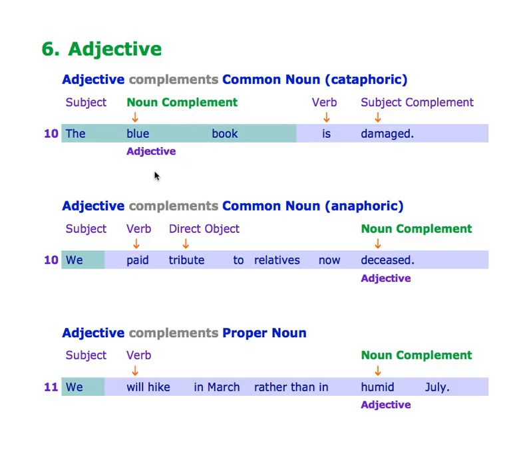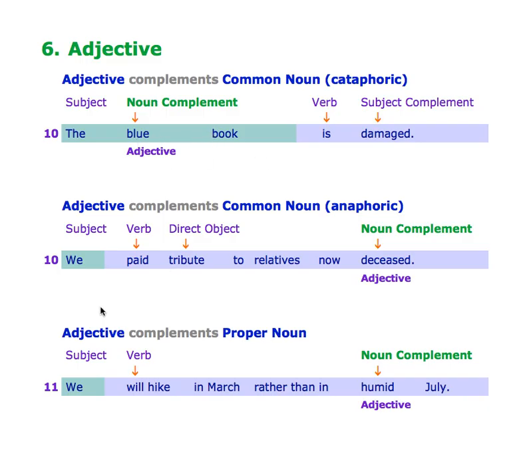Okay? Now here the adjective complements a common noun, but the direction is anaphoric, right? It complements backwards. So here you see on our predicate side of the sentence, you see an adjective, and it's deceased, and it's a noun complement because it's complementing the word relatives. You see that there? It's complementing backwards in the backward direction, whereas this one here complemented in the forward direction.